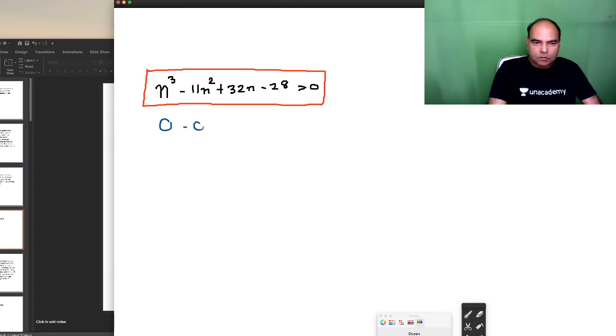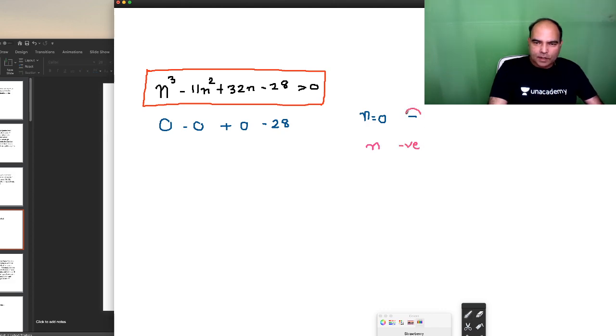minus 0 plus 0 minus 28. So at n equals 0, the value of the expression is negative. If you go ahead and try to check what happens at other values of n, before you go to n equals 1, let's go to n negative.